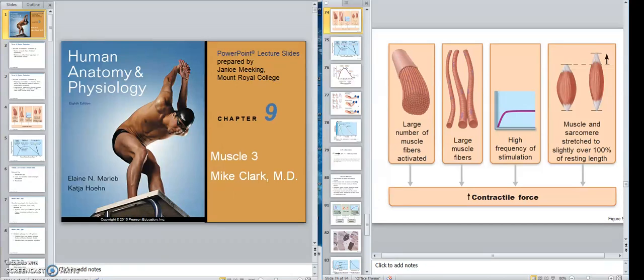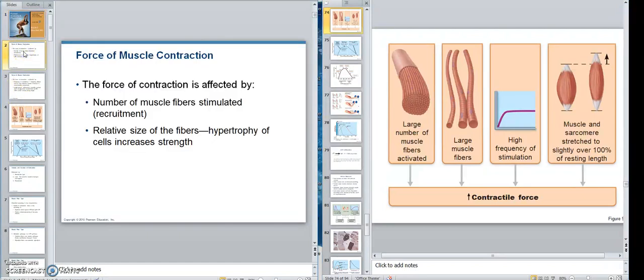Okay, class, now we're in my muscle 3, in my private website. Okay, let's see what we have here now. Let's just walk through force of contraction.